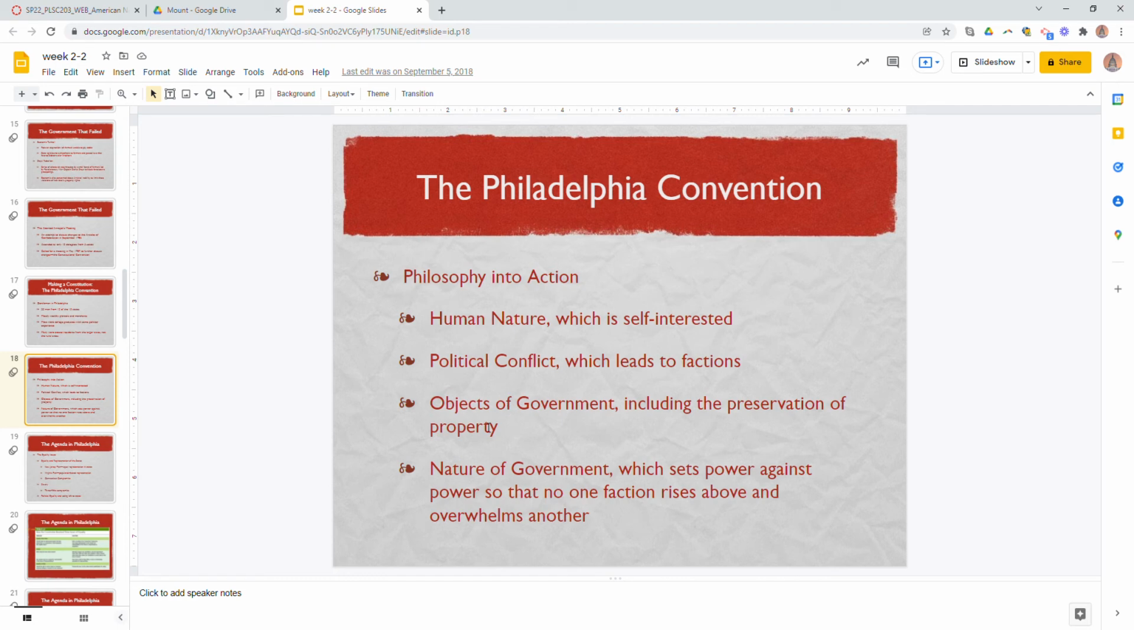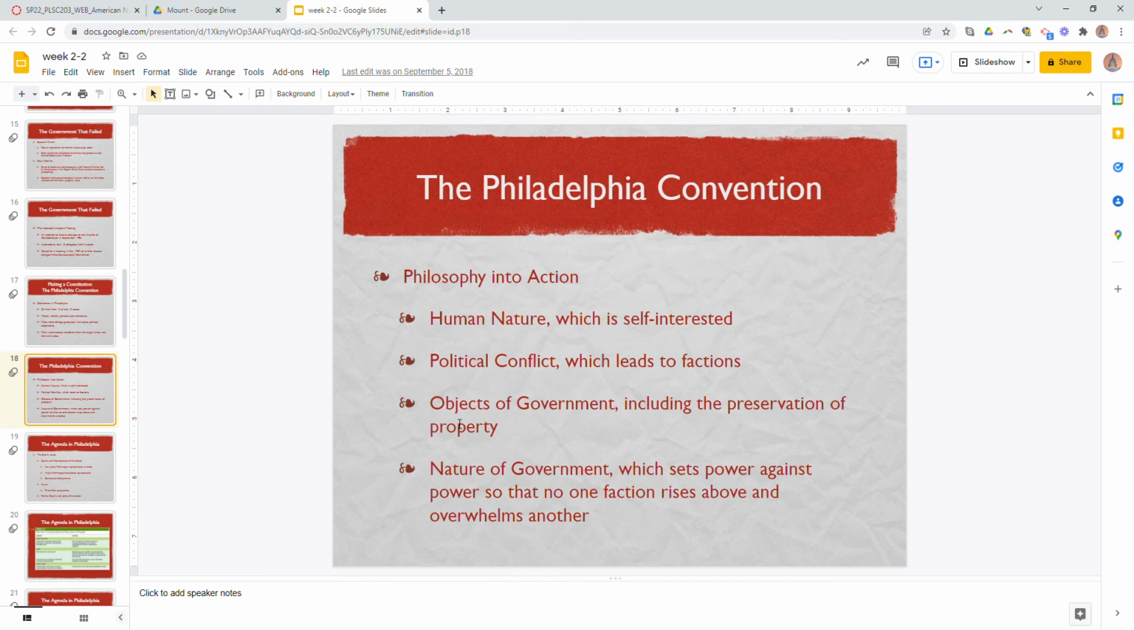Okay, what are the objectives of government? What is this government going to be limited to doing? And that's primarily the preservation of property. And how is this government going to work? Are we going to have a monarchy? Are we going to have a republic? How do we make sure that no one faction rises above and overwhelms the other? So we'll see that eventually in a checks and balance and separate branches of government.